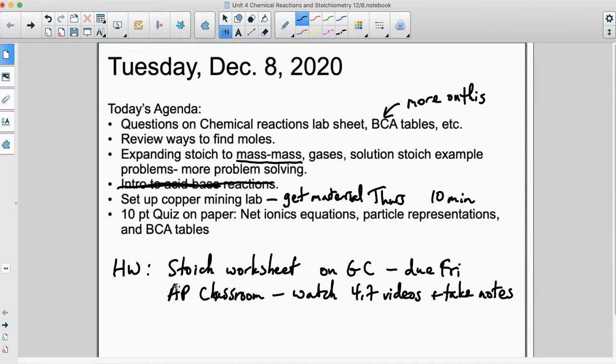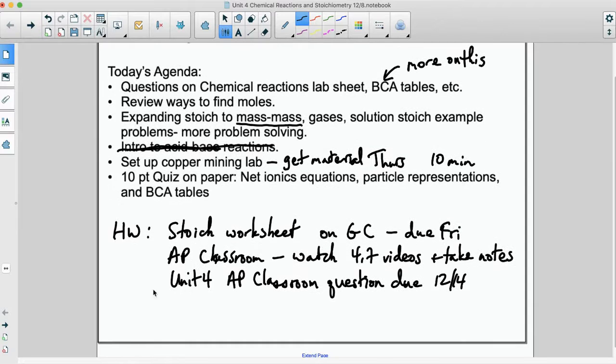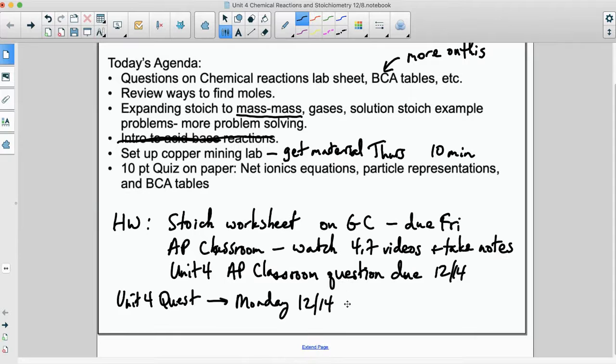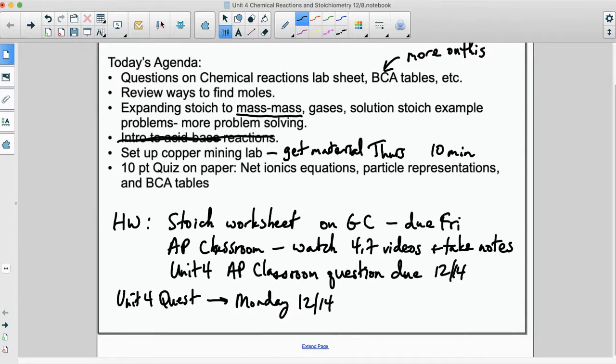And you can also work on the Unit 4 AP Classroom questions. These are due on Monday the 14th. We also said that we would be moving the Unit 4 quiz. That would be moved to Monday, December 14th, to give some people who have been absent a little extra time to prepare.